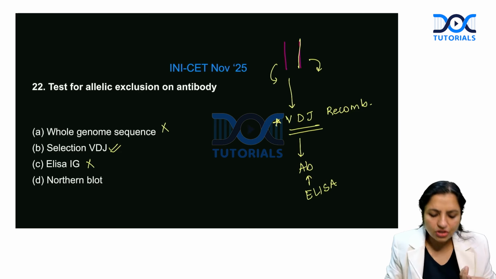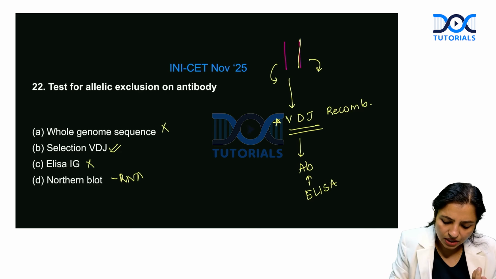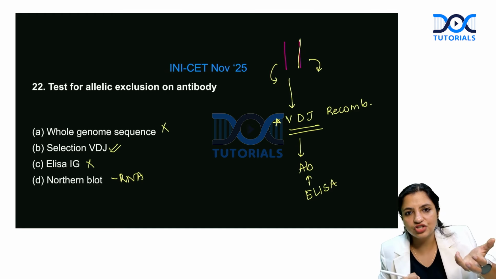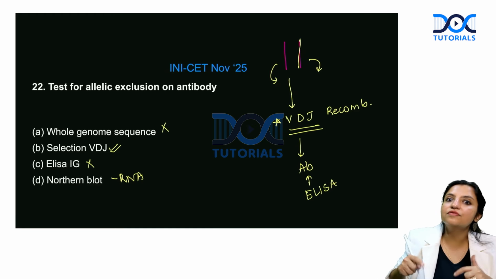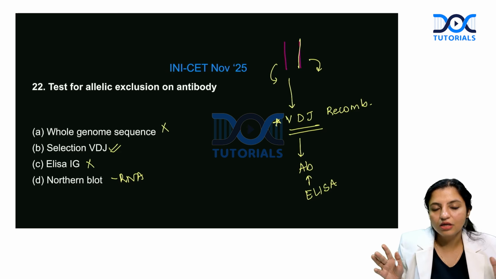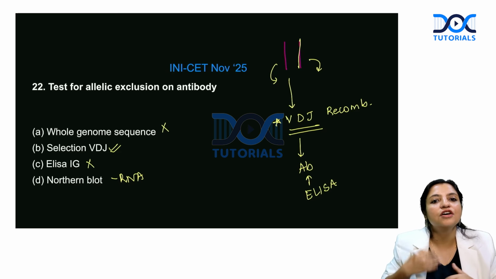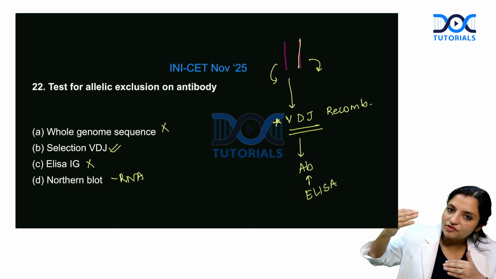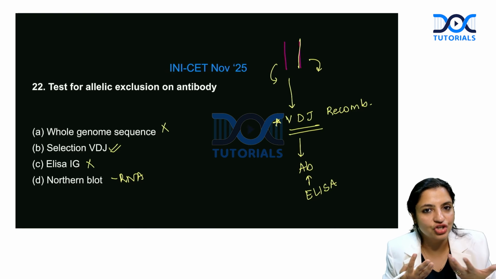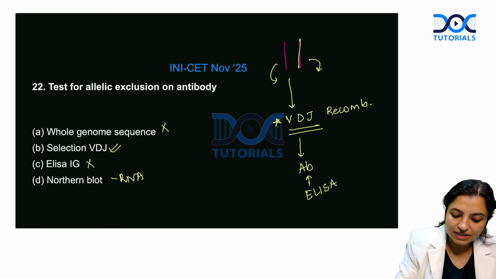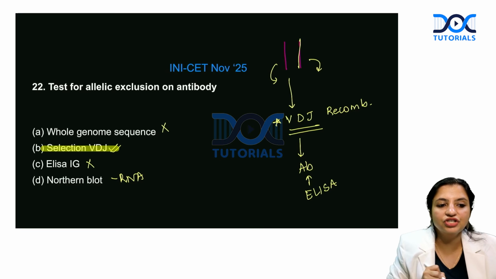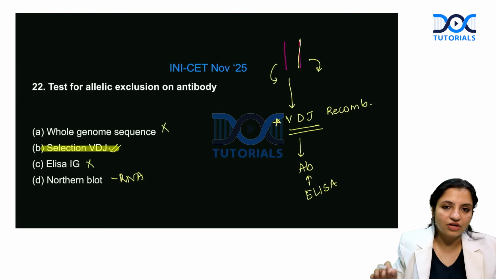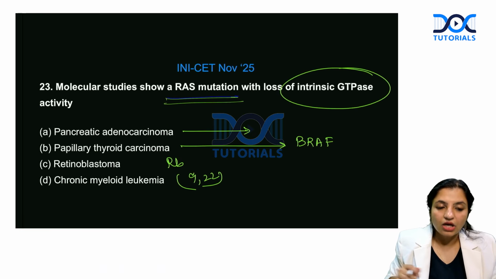Northern blot. Northern blot is for RNA. Again, there is a recombination and there's some RNA which is there. You can't identify whose RNA it is. So for that, you have to see VDJ recombination. Only when you study that and that resembles one of the parents, you can say which allele this is coming from. So the answer to this question is allelic selected VDJ study. Okay, so you have to identify this. That's very, very important.